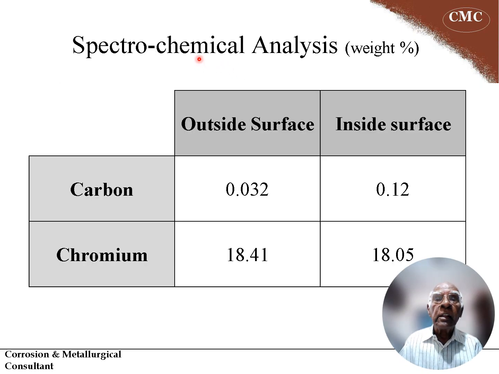So this is a spectrochemical analysis of the surfaces. You can see the carbon content. The outside surface is okay because 304 stainless steel should have 0.08% carbon maximum, so 0.032 is okay. But the inside surface is very high in carbon, so that means carbon pickup. It is much more than the maximum allowed 0.08, at 0.12%. You can look at the chromium, it remains the same. So basically the stainless steel is okay with respect to chemical composition except this carbon pickup here.